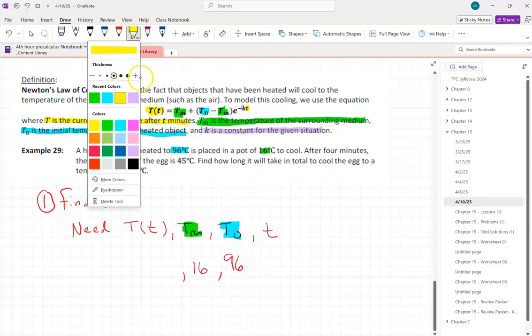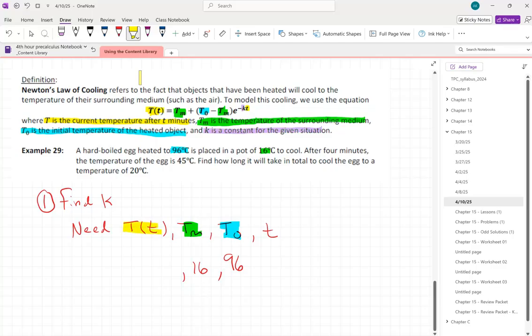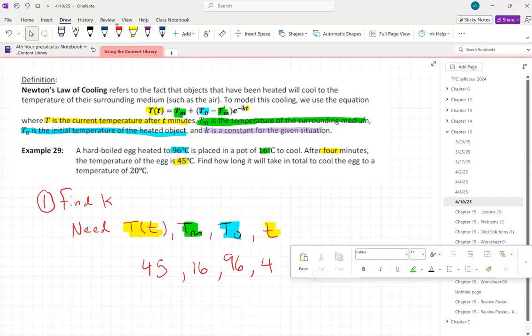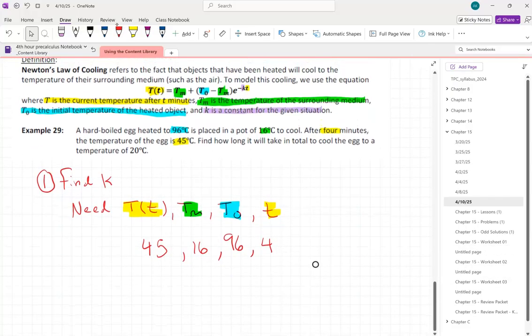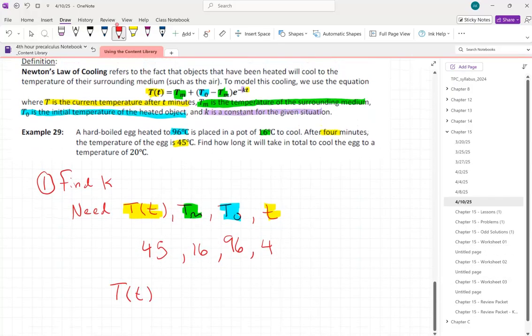And do we have a temperature at some time in the future? 45. How far into the future is that temperature for? 4 minutes. So that's my T. Everybody feel good about where we pulled these numbers from? So now let's fill them in to our formula.